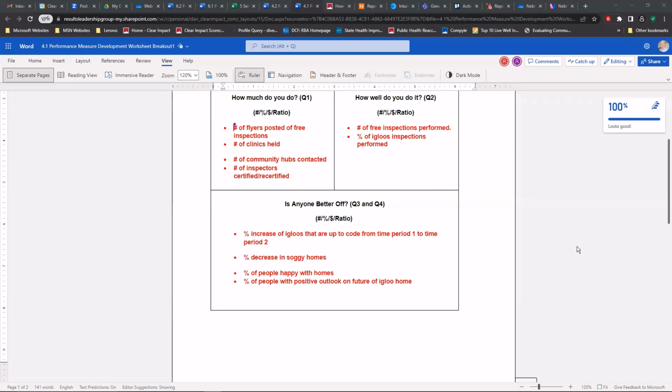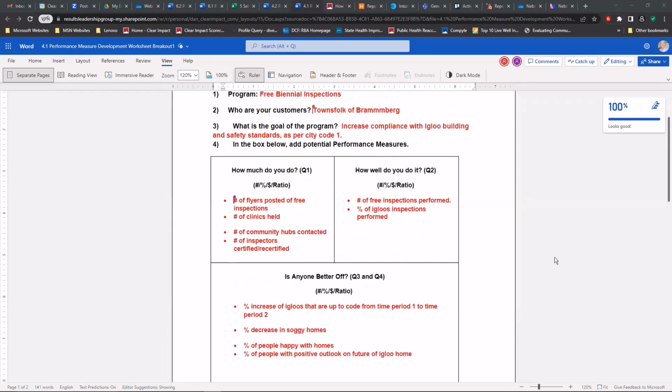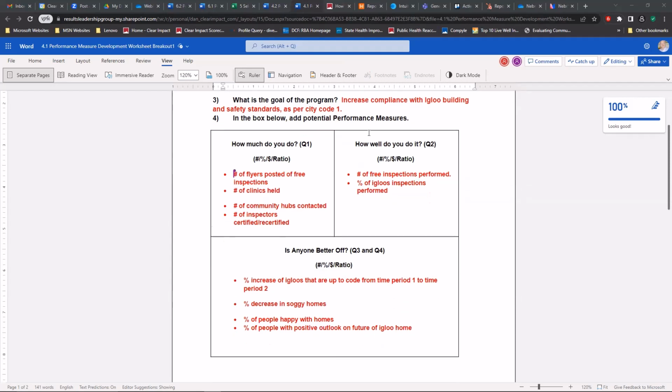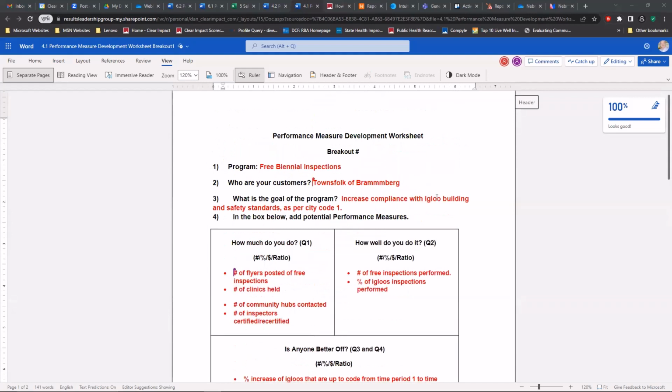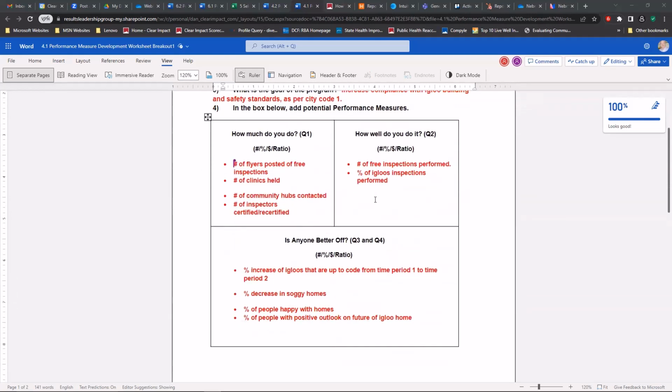Okay. All right. Well, thank you for that. I think those are some good performance measures. Just a couple thoughts about those is that the increased compliance with the igloo building and safety standards is the goal. So if we think about that down here, then really the increase of igloos up to code is absolutely the perfect one, and decrease in soggy homes. But happy and outlook are probably more how well did we do it measures than better off, because that's not in the goal. We want to increase compliance, not that we wanted people happy with their homes.